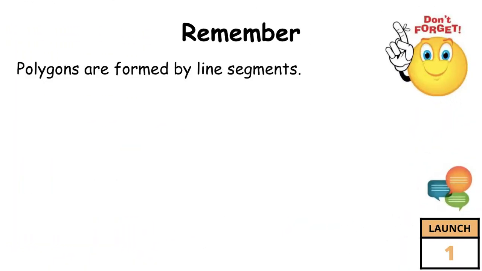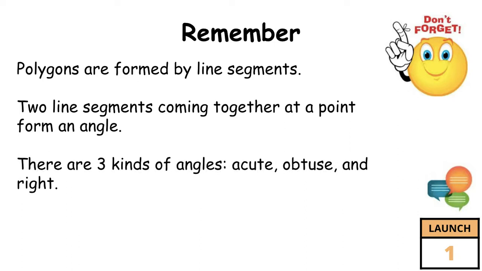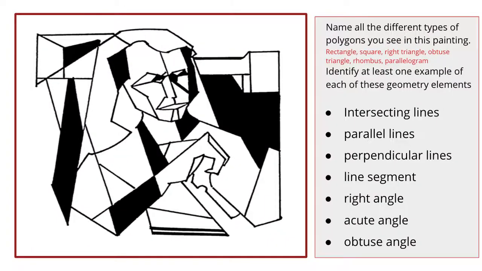So remember, polygons are formed by line segments. Two line segments coming together at a point form an angle. There are three kinds of angles: acute, obtuse, and right angle. In this assignment, you're going to look through the slide deck and choose one piece of modern art. You're going to name all the different types of polygons you see in that piece of art.